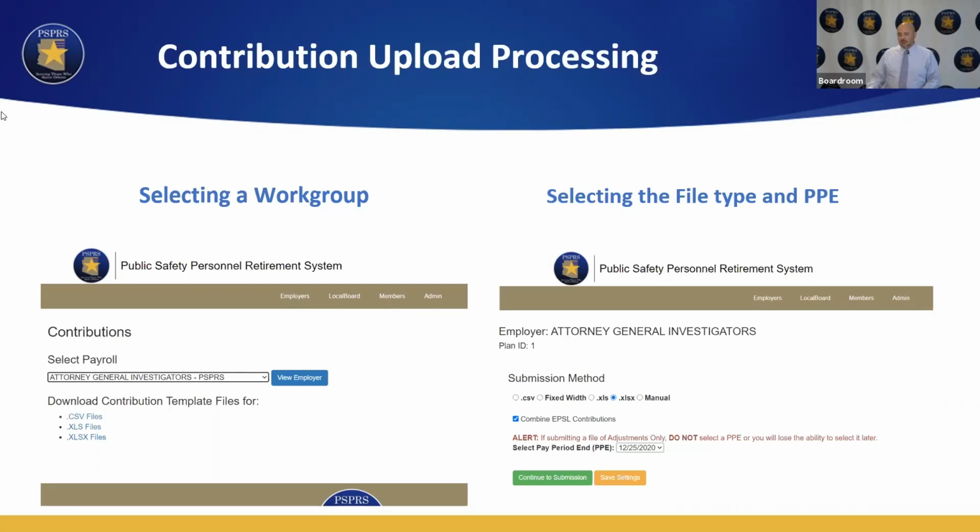And one thing you want to keep in mind is that the submission method is the type of file you're going to upload, and you can save that. I've noticed in the past that some employers select that each and every time. And so you can actually select the file type that you're going to be using on an ongoing basis, and you can select to save those settings so that the next time you come in, all you have to do is select the pay period, and you can continue to submission.